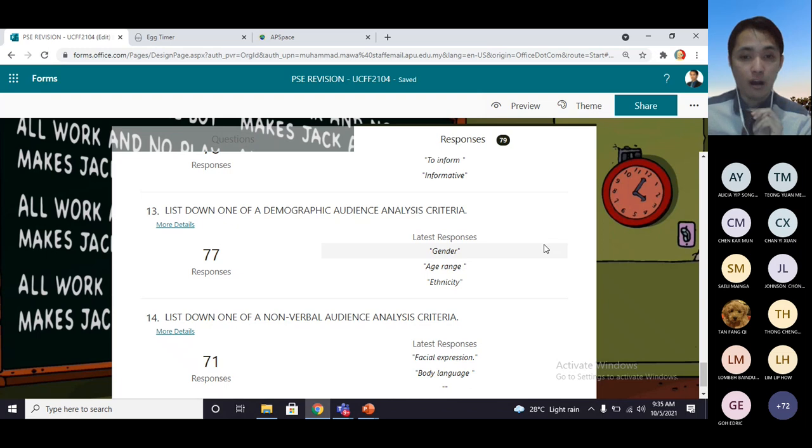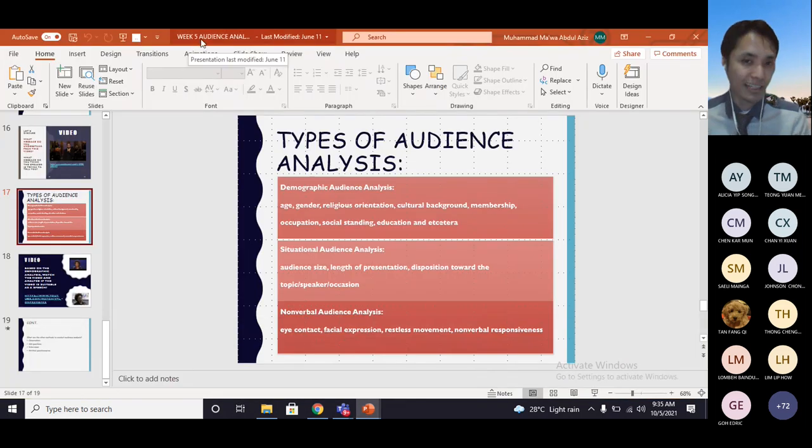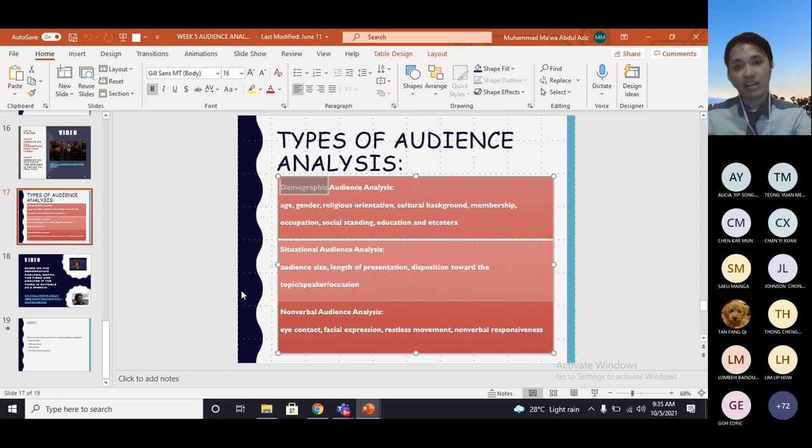Okay, the last 2 are also related: audience analysis, demographic, and also nonverbal. This is what we learned in week 5, which is called audience analysis. The only audience analysis types that you have to remember are these 3: demographic, situational, and nonverbal. Demographic is our culture, basically, our diversity, but we are going to use the term demographic. We have age, gender, religion, sexual orientation, and a lot of different things. Situational audience analysis is the length of presentation, our audience size, the place of the presentation, the topic. So this is based on situations and places.